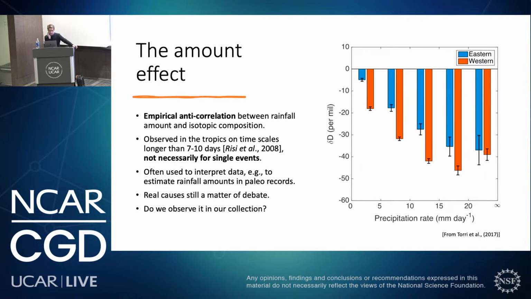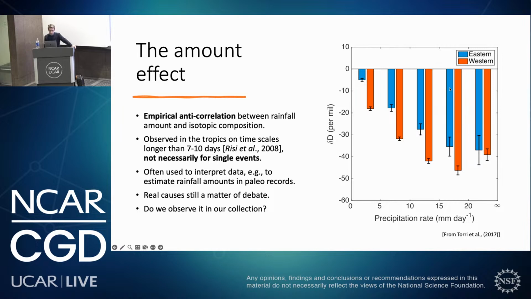Another thing we wanted to check was whether we can observe the amount effect. And since we're collecting on a weekly basis, we thought we should be able to observe it. The amount effect, if you're not too familiar with it, is the empirical observation that there is an anti-correlation between the rain rate and the isotopic composition of the rainfall. So this is, for example, a picture from one of my earlier papers.